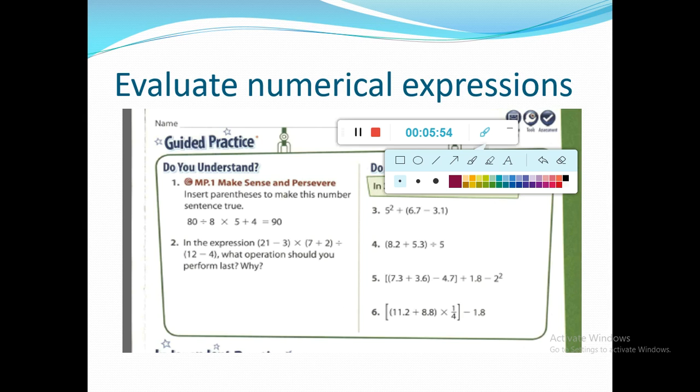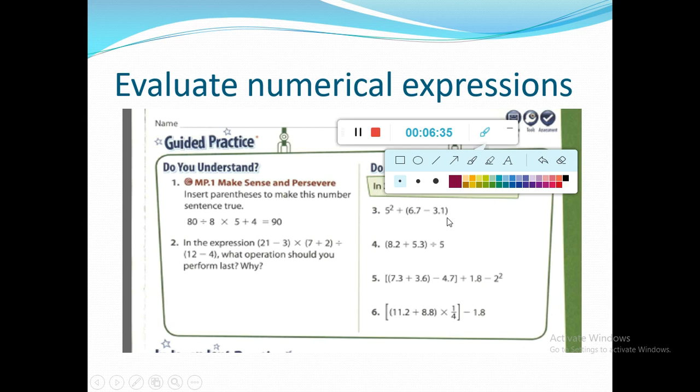Okay, here first we have to perform all the parentheses, this and this and this. First we have to do 21 minus 3. Here we have to do 7 plus 2. Then we do 12 minus 4. Then we multiply: 21 minus 3 equals 18. Multiply 18 by 9. Then divide by 12 minus 4, which is 8. So the last step will be division. First we do the parentheses, then the multiply, then the division will be the last step.